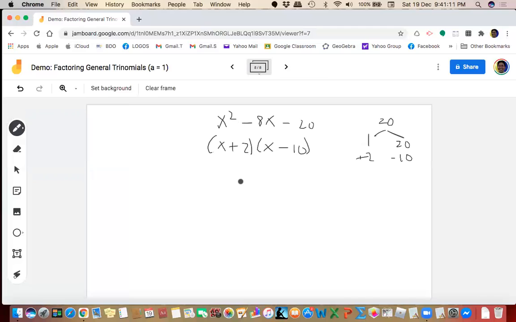All right, so that summarizes factoring general trinomials where the coefficient of the first term is simply 1. Now in the next lesson, we'll discuss general trinomials where there is a coefficient in the first term which is not equal to 1.